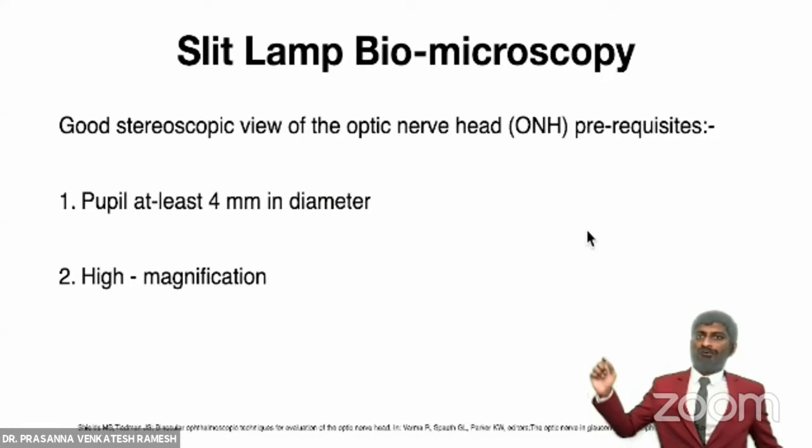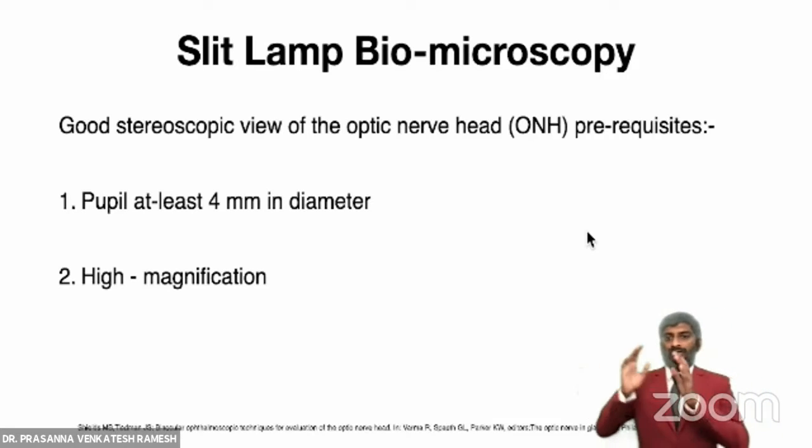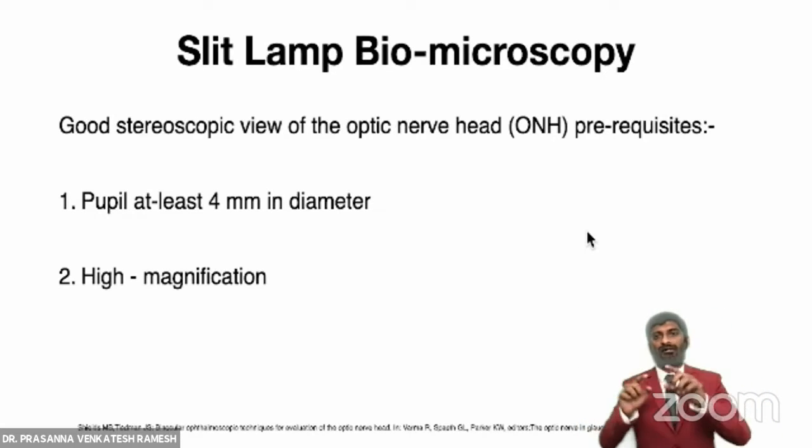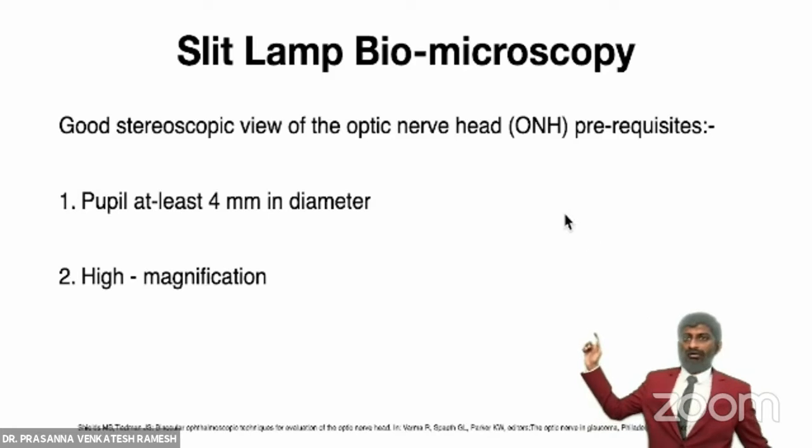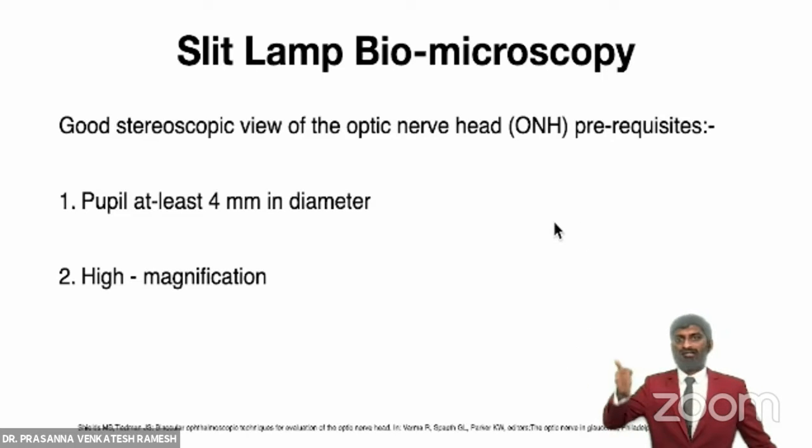The problem is the pupil needs to be at least 4 millimeter in diameter to have a good stereoscopic view of the optic nerve, the contour, the cupping depth, and the vessels, how they bend, and so on. And you need to have an eye magnification too in the slit lamp.